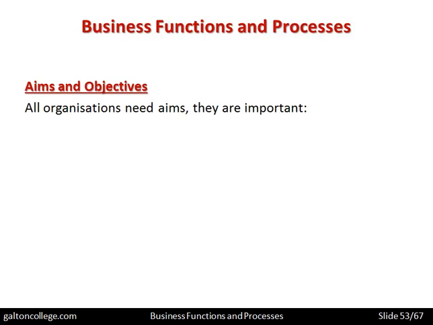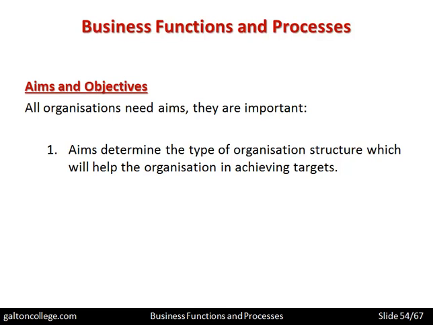So all organizations need aims. They're important. Aims determine the type of organization structure which will help the organization in achieving its targets. So even the structure of the business will be based on the aim. Is it a matrix structure, or is it a product driven structure, or is it geographic, or what sort of structure is the business? And the type of structure should address the requirements for the achievement of the aim. There should be a logic in the structure which is consistent with the achievement of the aim.